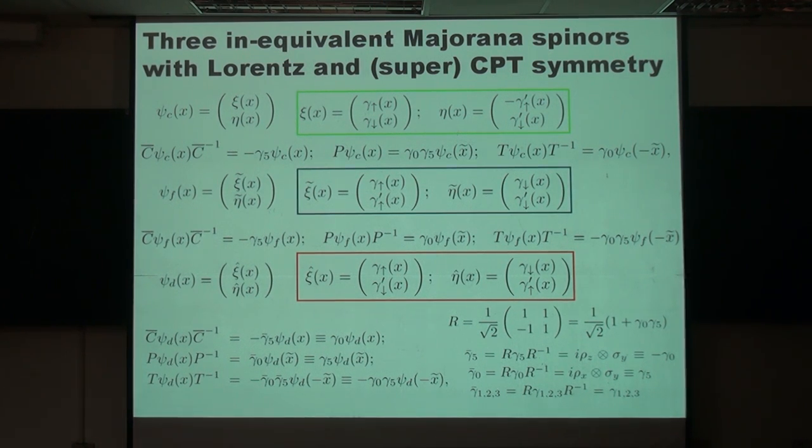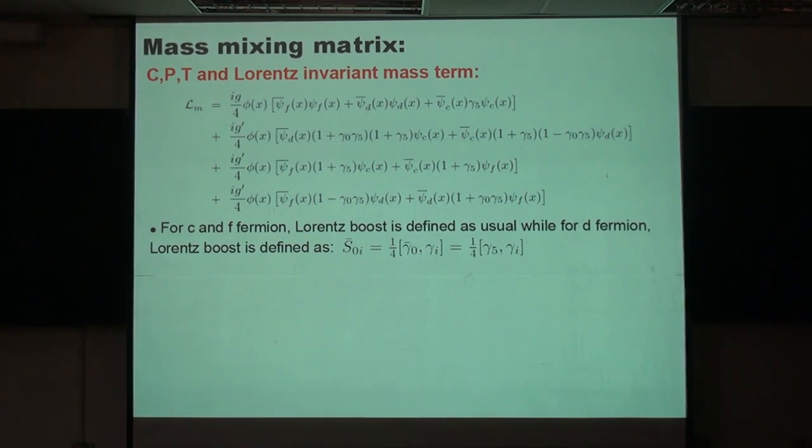So a final detail is that for the last generation, we also need to slightly modify the definition of the Lorentz generator. It's a detail I will explain maybe in the next slides. So now we can write down some CPT invariant mass term, also Lorentz invariant mass term. You can check, this is the only kind of mass term you can write down with respect to all the symmetries.